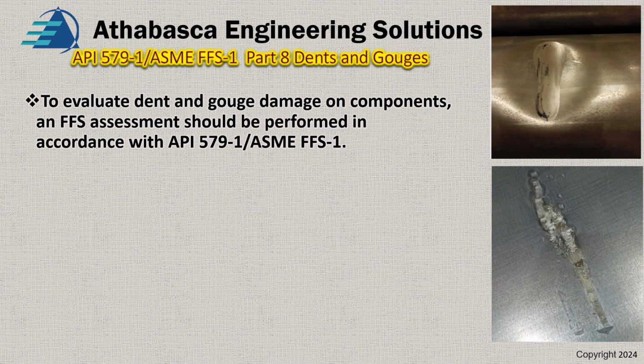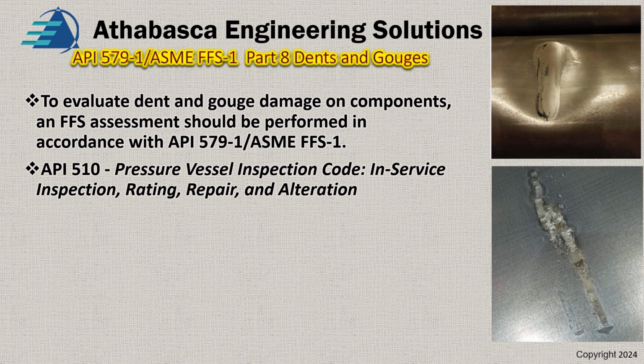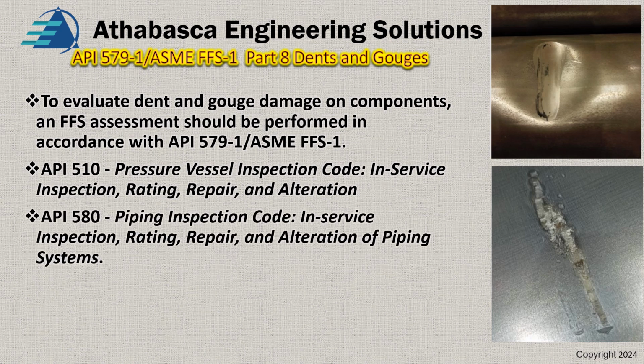Part A begins with a statement saying to evaluate dent and gouge damage on components and combinations thereof. It states that an FFS assessment should be performed in accordance with API 579 as a recognized procedure. But bear in mind that inspection is a key ingredient to doing a fitness for service assessment. For example, if we were looking at pressure vessels, then we would need to use API 510. And if we were looking at piping, then we'd be looking at the corresponding inspection code for piping, which is API 580.